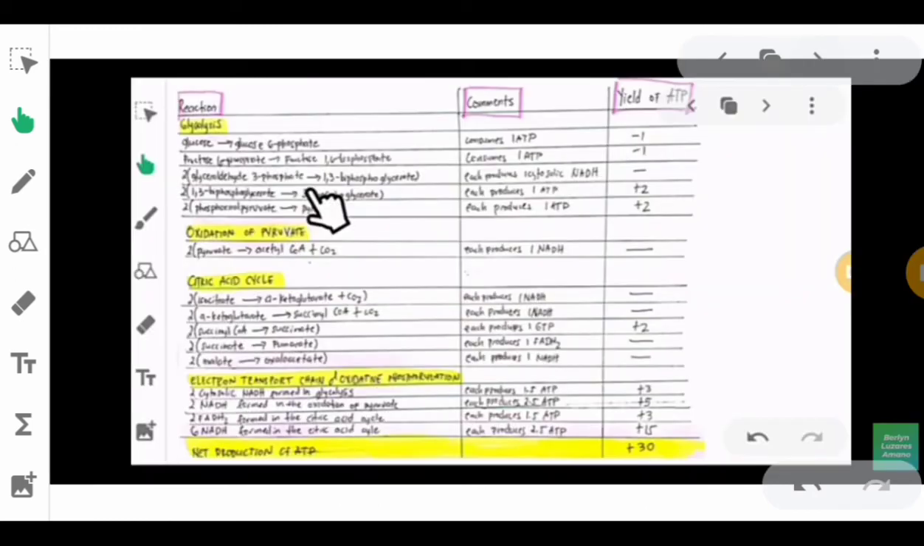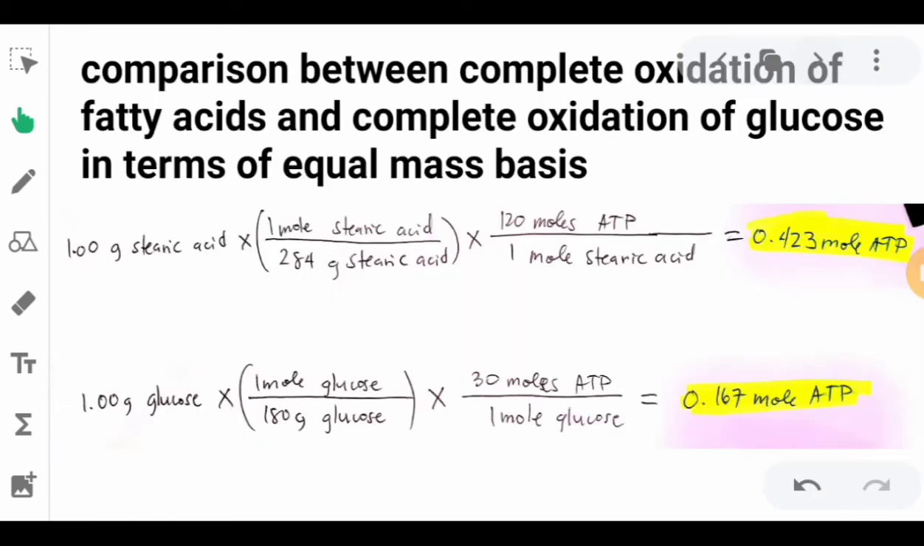Okay? Let us discuss the comparison between complete oxidation of fatty acids and complete oxidation of glucose in terms of equal mass basis. So, when we say equal mass, we will assume 1 gram of each, 1 gram of stearic acid and 1 gram of glucose. Let us determine the moles of ATP that will be derived from this. When we say moles, if you don't have your Chem 1 and Chem 2 in senior high school, that is the amount of quantity present in a molecule.